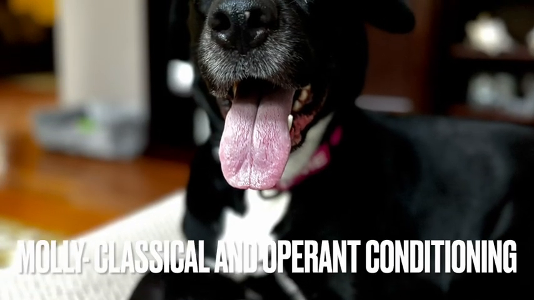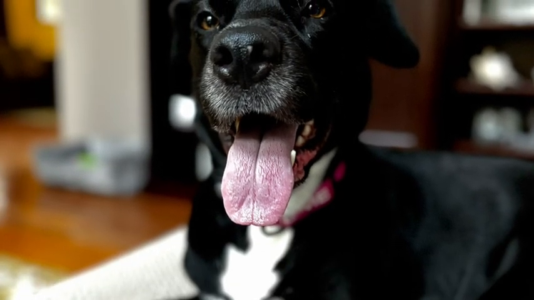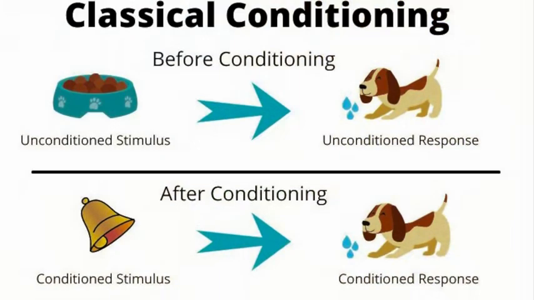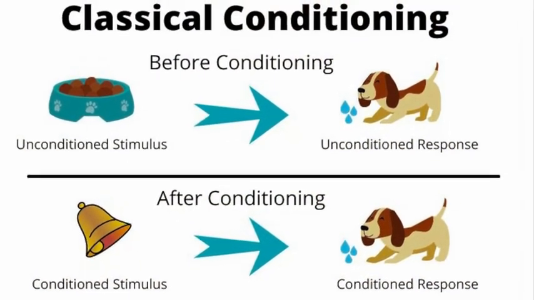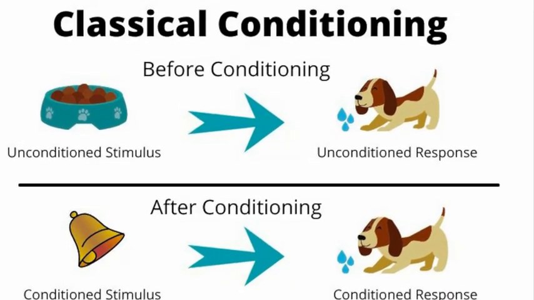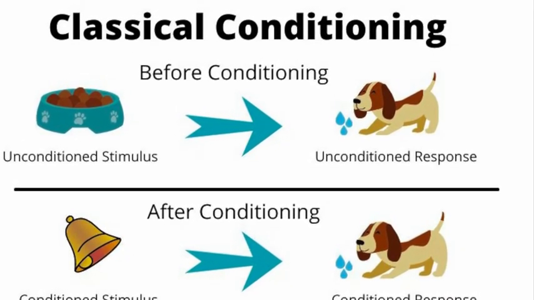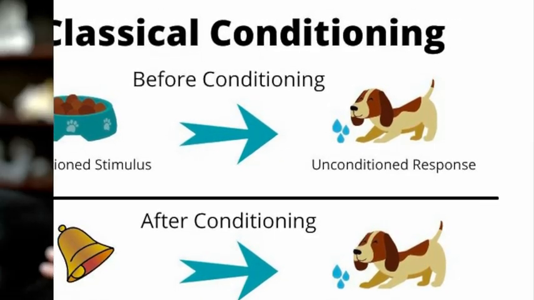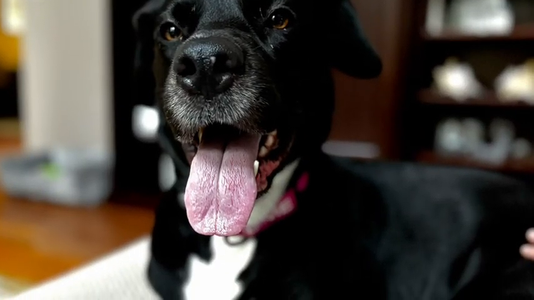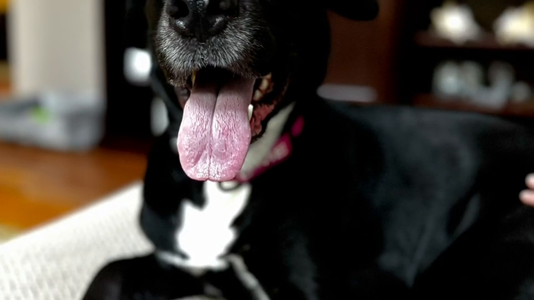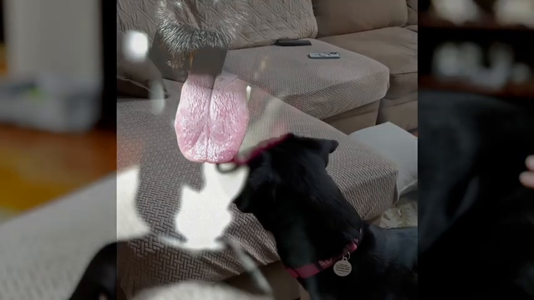First, we are going to be demonstrating classical conditioning with Molly, my foster dog, and a cheese wrapper. Classical conditioning is a learning process where a subject learns to associate a neutral stimulus with a meaningful stimulus, eventually responding to the neutral stimulus as if it were the meaningful one. Molly heard this sound and immediately associated it with getting the food, cheese.